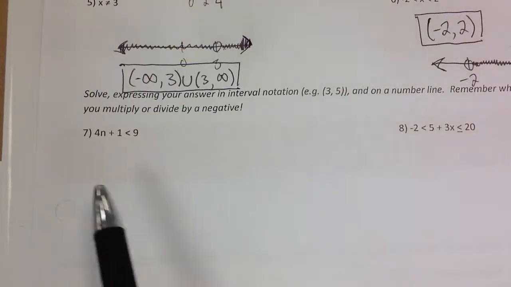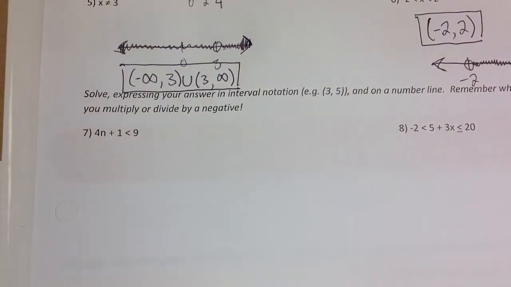So when you're solving linear inequalities, you treat them just like solving linear equations in that you're trying to get the variable by itself on one side. There's only one thing you need to keep in mind, and that is if you ever have to multiply or divide by a negative, you must switch the inequality sign.